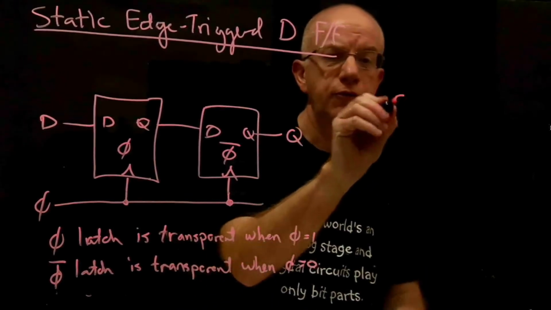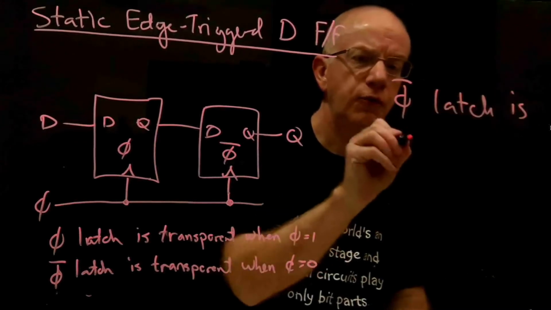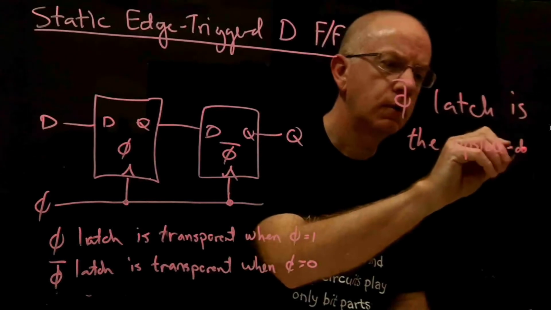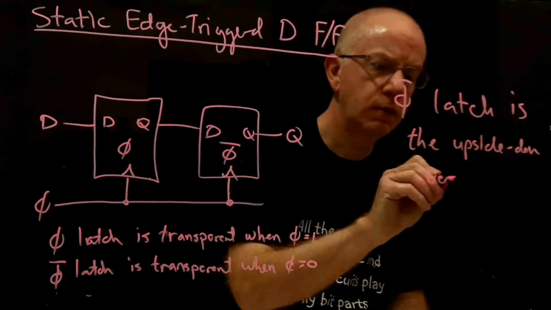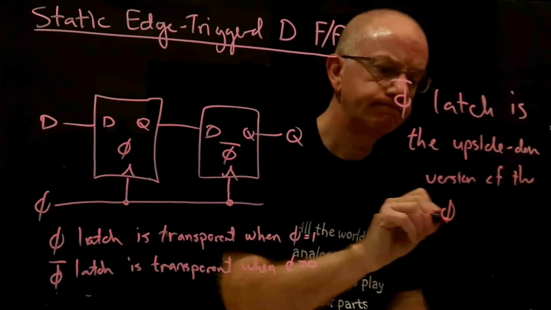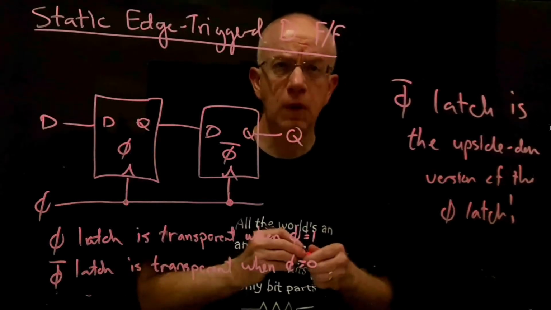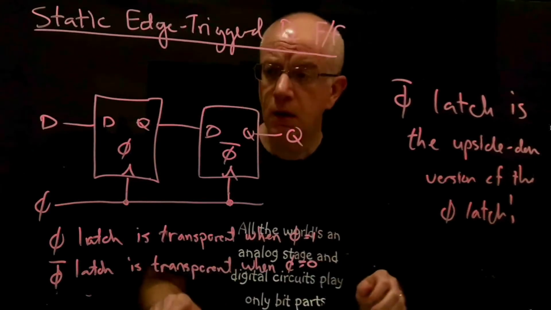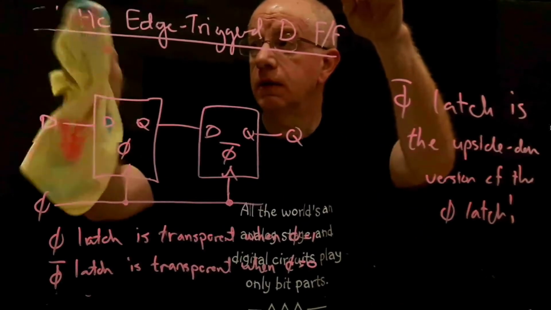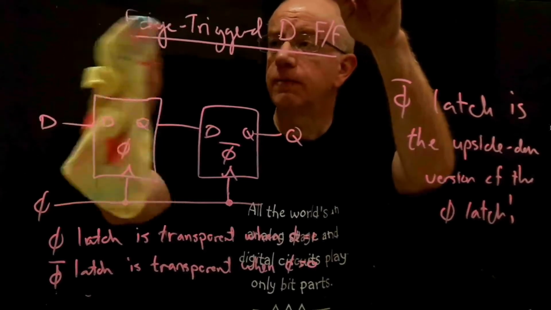Okay, so the phi bar latch is the upside down version of the phi latch. Okay, we'll see what that means. So let's talk about the design of a level sensitive D latch.